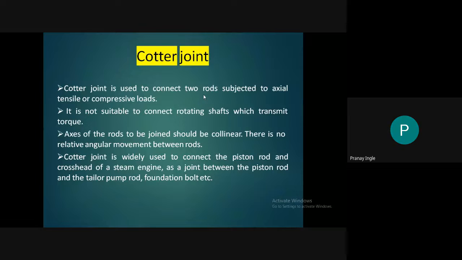It is used to connect two coaxial rods. Okay, yes, you are saying right. It is used to connect two coaxial rods. Definitely. But have you seen quarter joint anywhere?